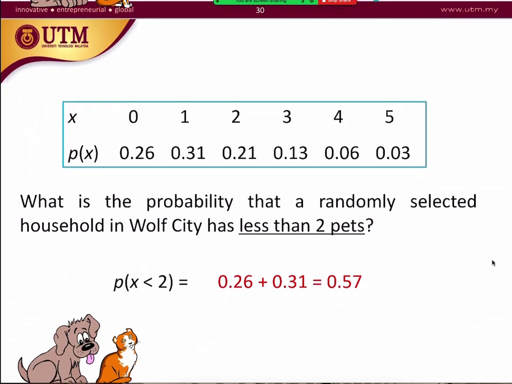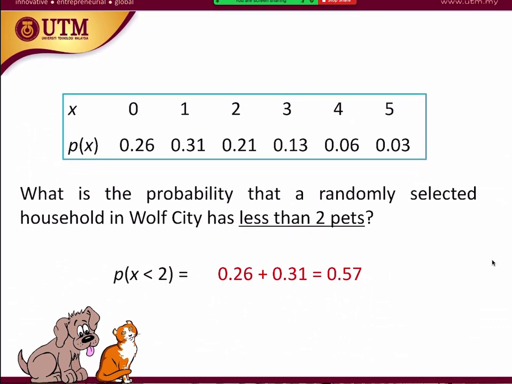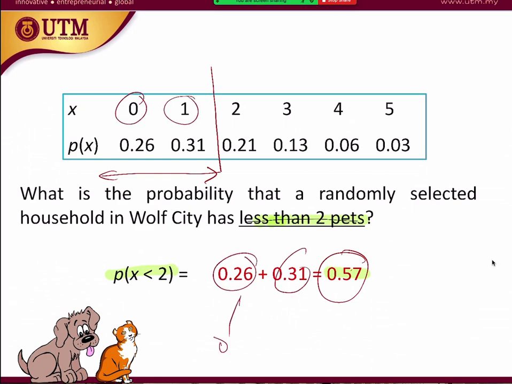Next one. What is the probability that a randomly selected household has less than 2 pets? Again, you look at the symbol. This one is x less than 2. It's not less than or equal to. So you see the result is different. This one is only 0.57. Why? Because less than 2 means the most number of pets in a house is 1, so we only calculate the probability of 0 and 1. This from 0, this from 1.